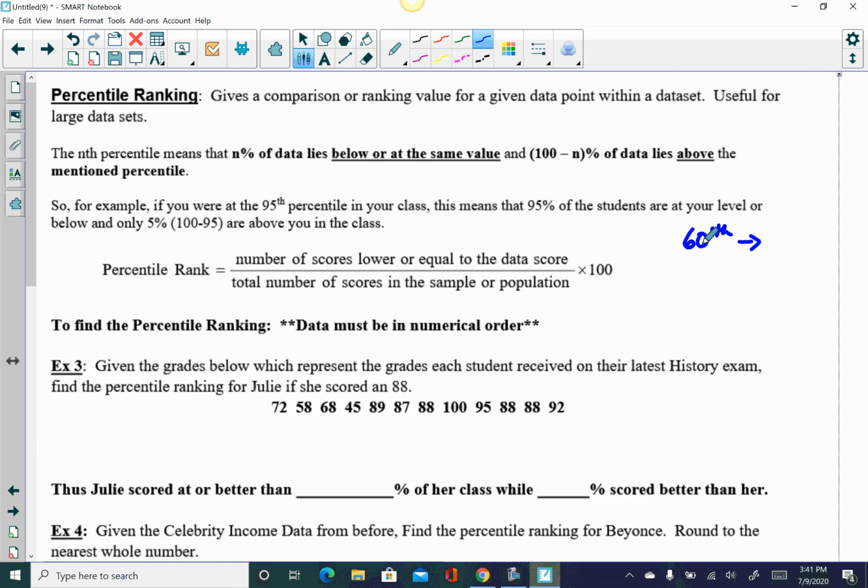Okay, so your percentile ranking is always the number of data points that lie below or at the same value as you. 100 minus your percentile gives you the percent of people that are above you.